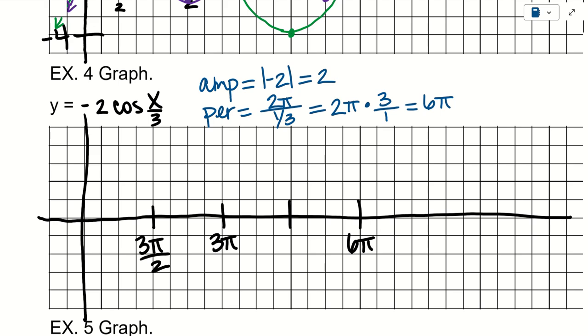Now here's the tricky one. I need halfway between 3 pi and 6 pi. So think about adding these two numbers together and dividing by 2. We're halfway between them. So if I add 3 pi and 6 pi, that's going to be 9 pi over 2.